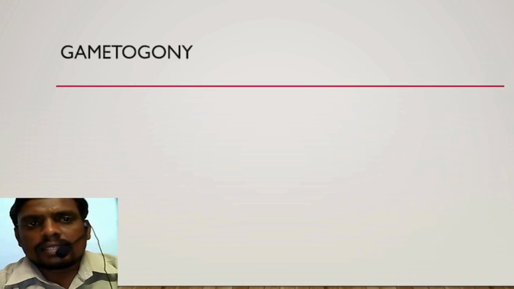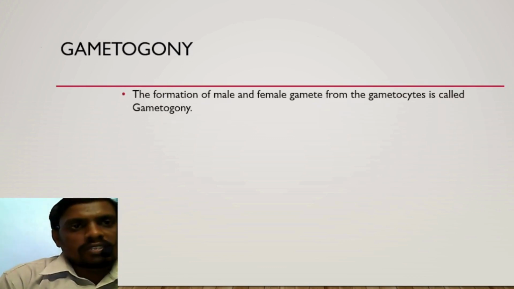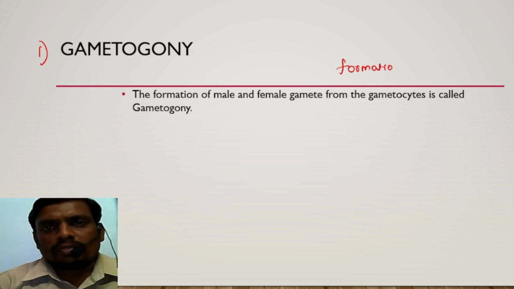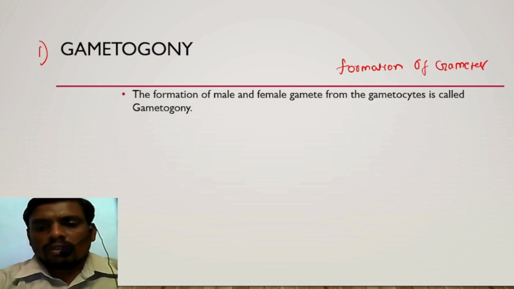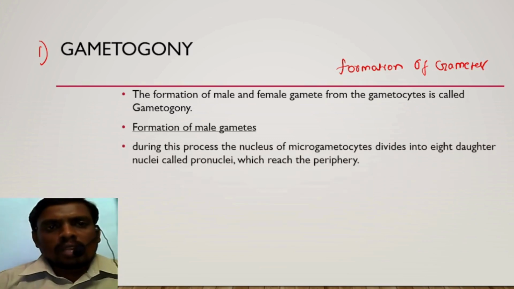Now let us see the sequential stages in this process. What is the first step in the sexual phase? Gametogony. How can you define gametogony? Formation of gametes, a male gamete and a female gamete. Formation of male gametes is called male gametogony. Now let us see how the male gametes are formed here.